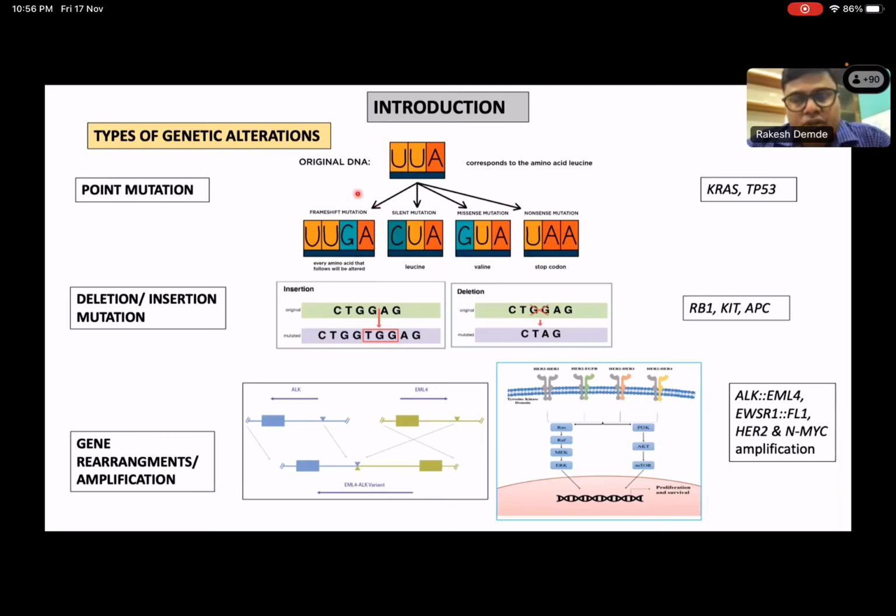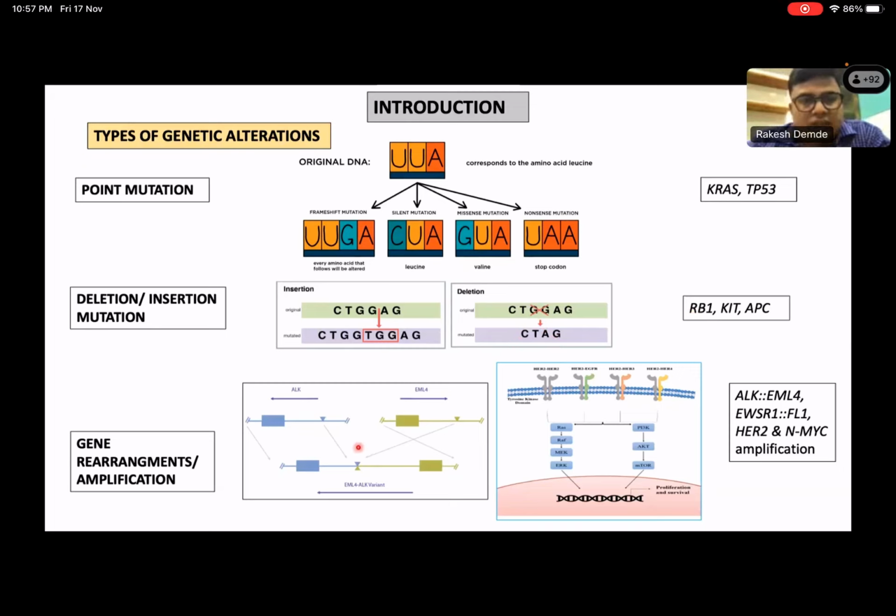This kind of point mutation is commonly seen in alterations like KRAS and TP53 genes. Then we have deletion and insertion mutations. This is an original sequence of nucleotides. There will be a mutation where a particular sequence of nucleotides is inserted, and the entire amino acid formation is changed. This kind of mutation is called an insertion mutation. Then we have deletion mutation. This is an original nucleotide sequence where the nucleotides are deleted and you get a different amino acid. These kinds of mutations are commonly seen in the KIT gene, RB1 gene and APC gene.